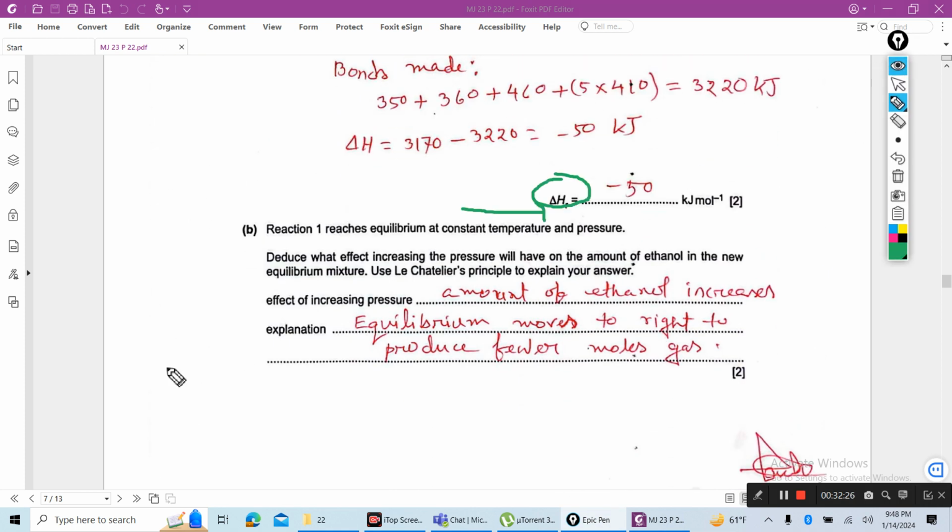Now you see the answer. Effect of increasing pressure: amount of ethanol increases. Explanation: equilibrium moves to the right to produce fewer moles of gas. If pressure is increased, it produces fewer moles to reduce the pressure.